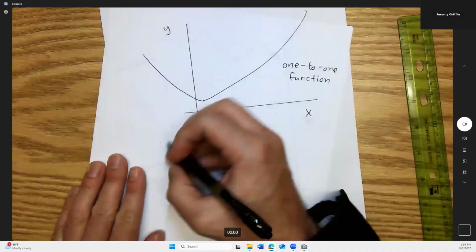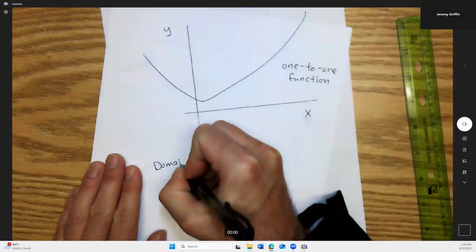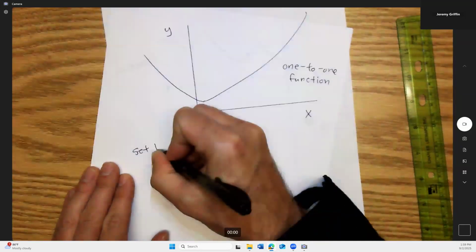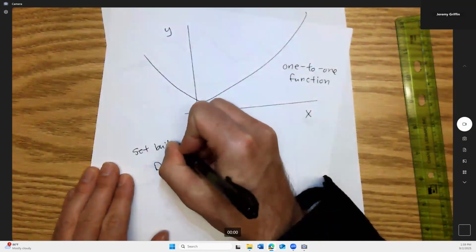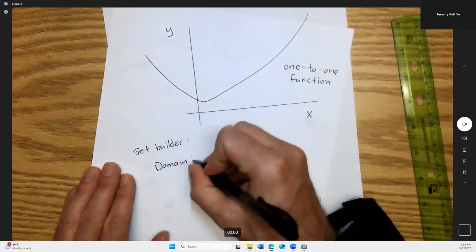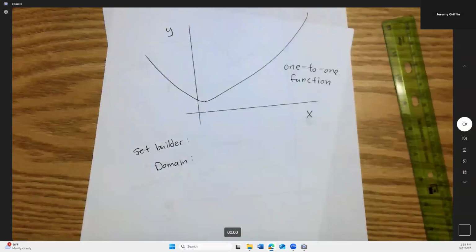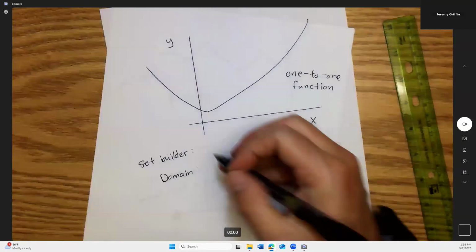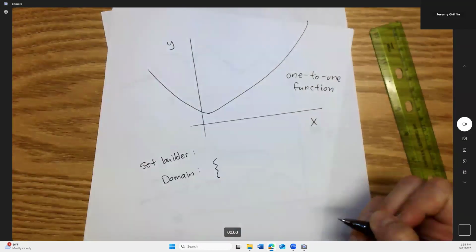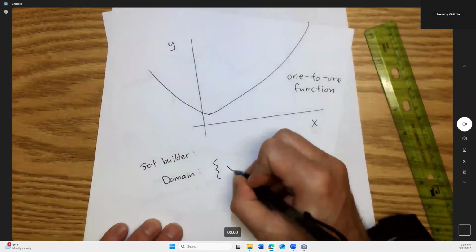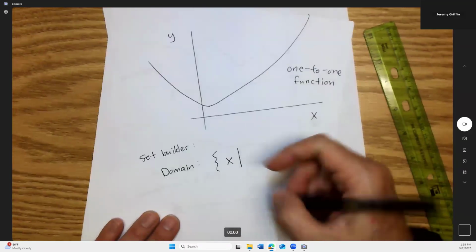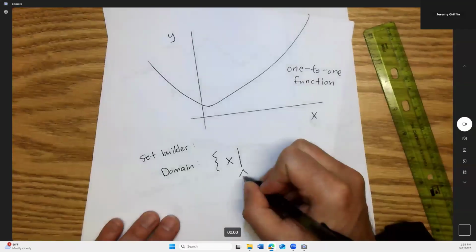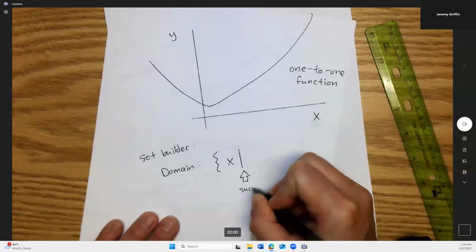Okay, so I might say domain. This would be set builder. Domain could go from negative infinity to infinity, but there's a particular way you write it. Always start with a curly bracket like this. Then say x such that. This vertical line means such that.